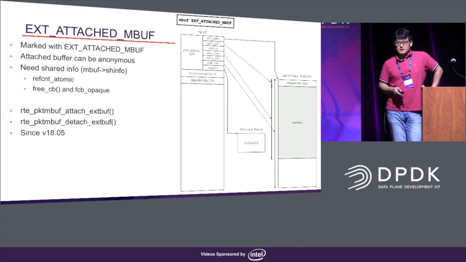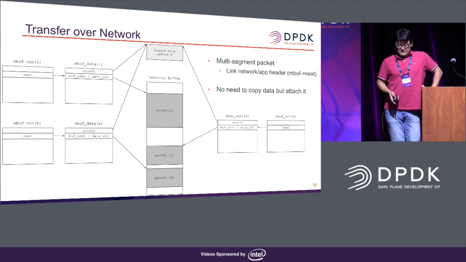there should be some shared info to keep track of the external buffer, I mean, the reference counter and the free callback for the buffer. So there's a new field here: the mbuf has a shared info to store the reference counter, the free callback and its argument. So the example is like this.